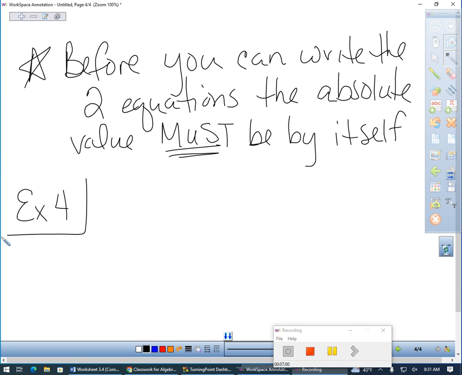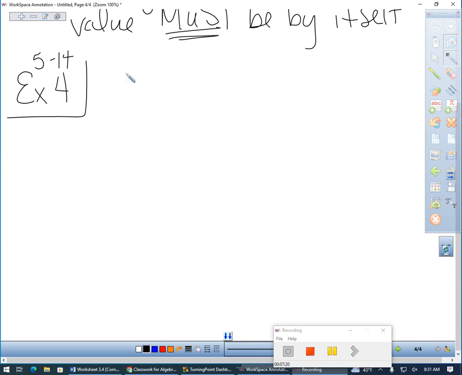Which is pretty much the rest of the thing, but let's break it down into 5 through 14. No, we'll go 5 through 14. Then we're done. I want to do a couple examples for this, and then we'll be good.